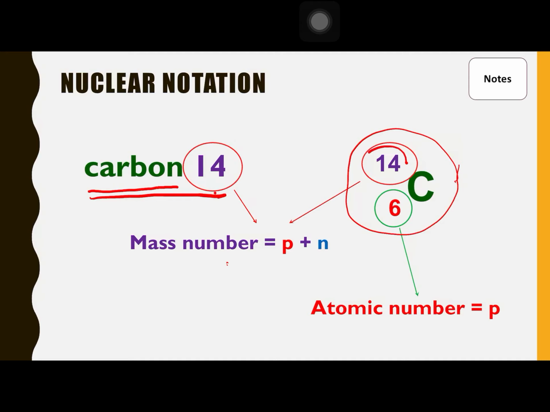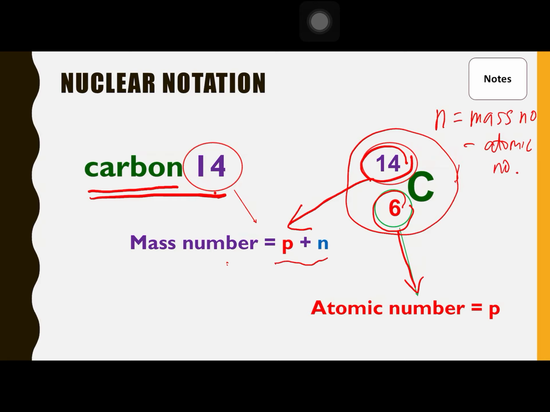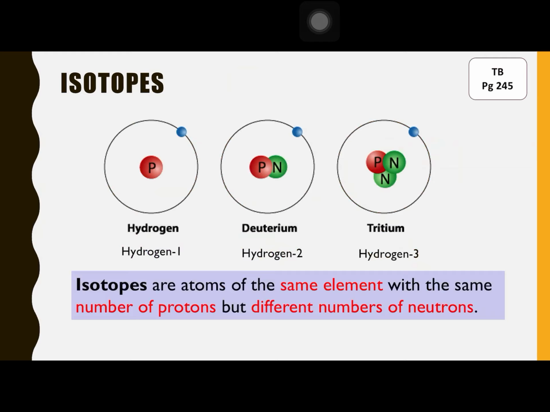So there'll be two numbers, one number on top, one number at the bottom. The number at the top tells you the mass number, which tells you the number of protons and neutrons. The number at the bottom tells you the atomic number, which would be the number of protons. So when you're given this symbol here, basically you can find out the number of neutrons. How do I find the number of neutrons? I take the mass number minus the atomic number. So based on the symbol, it gives us 3 pieces of information.